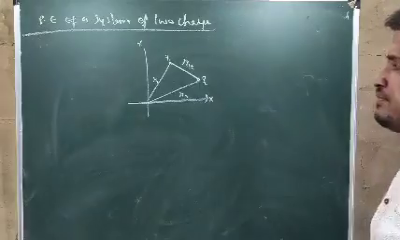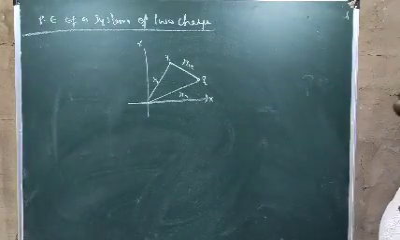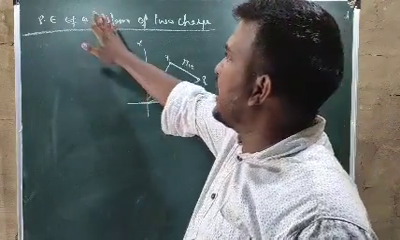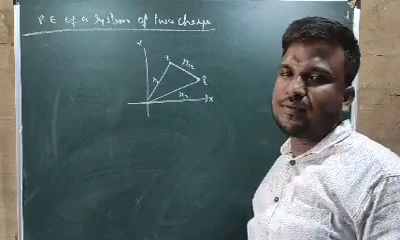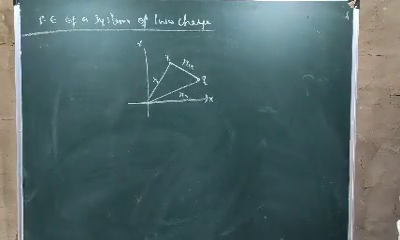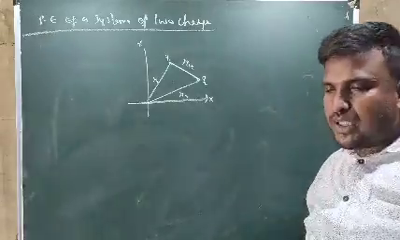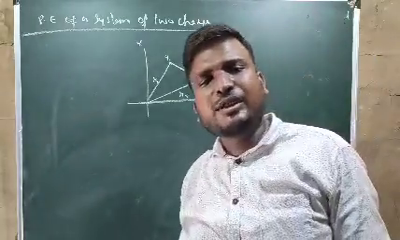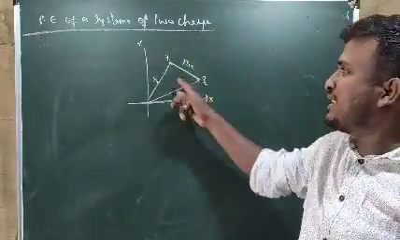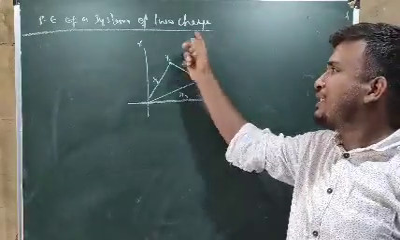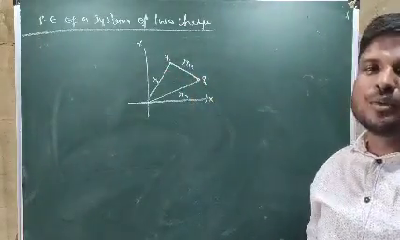Now what do we want to calculate here? Potential energy of a system of two charges. So what is potential energy? Potential energy is nothing but the work done. So you calculate the work done in arranging these charges. Whatever work is done to arrange these charges is stored as potential energy.